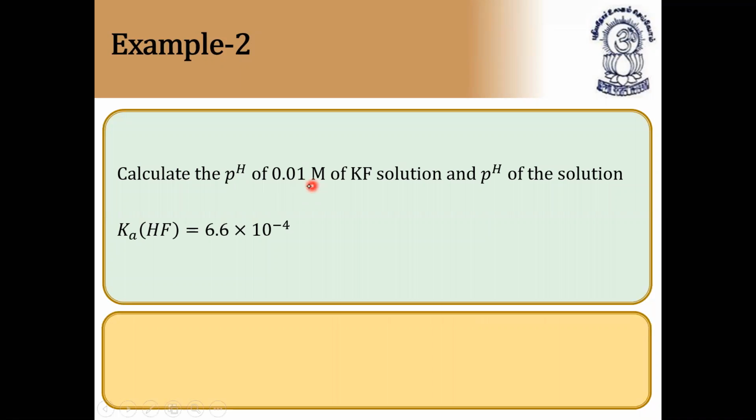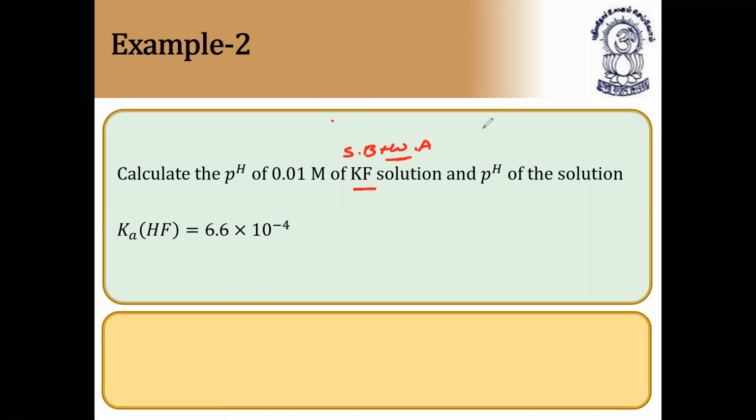Calculate the pH of 0.01 molarity of KF solution, that is potassium fluoride. It is a salt. Potassium fluoride is formed by means of weak base and strong acid. Sorry, strong base and weak acid. The salt is formed by means of strong base plus weak acid.